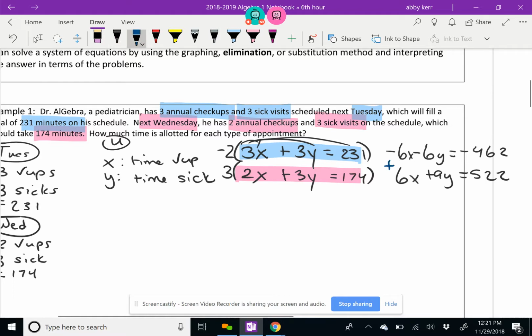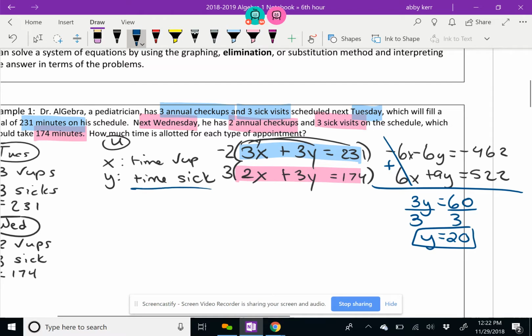So now we're going to add these. We're going to get 3y equals negative 462 plus 522 gets us 60. We have a one-step equation. You're going to divide by 3. Y equals 20. Now, that's only half of our answer. We just found the time for the sick appointments.